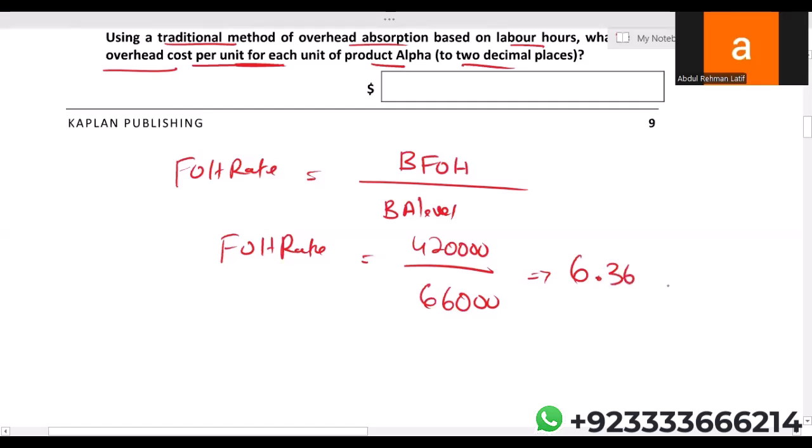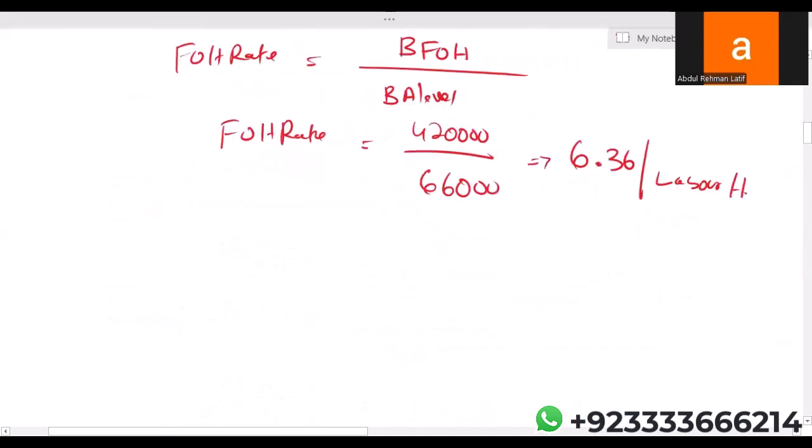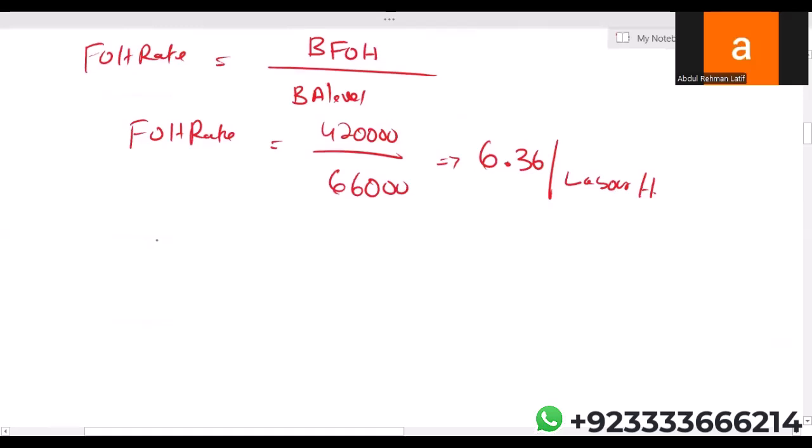So this is your FOH rate per labor hour. FOH rate per labor hour is 6.36. Now they're asking us the FOH cost per unit of product alpha, and one unit of alpha takes 5 hours. So FOH per unit: the FOH rate is 6.36 per labor hour, and one unit takes 5 hours, which means 6.36 into 5.